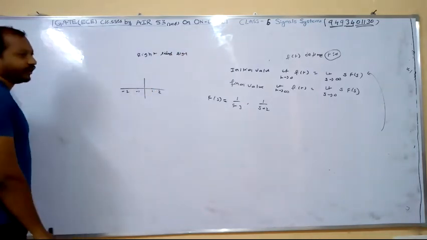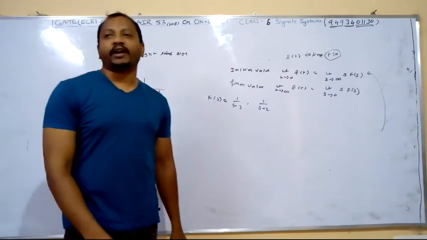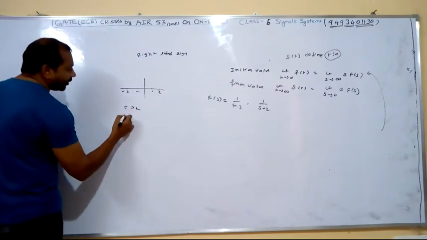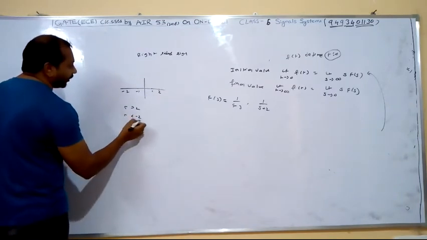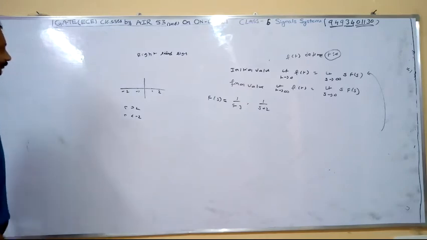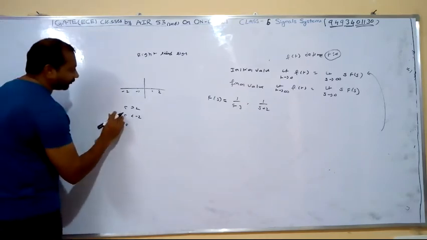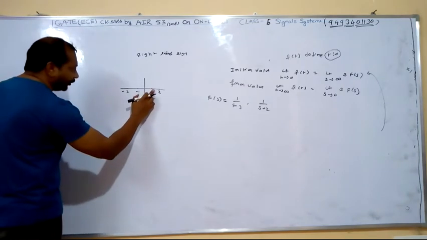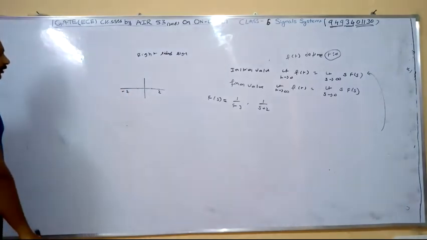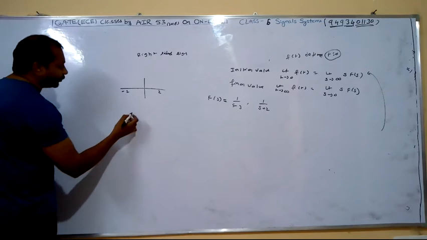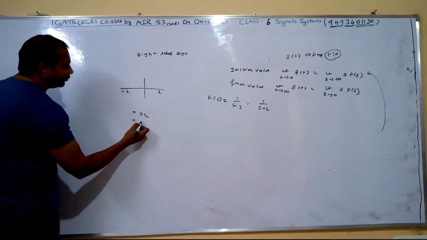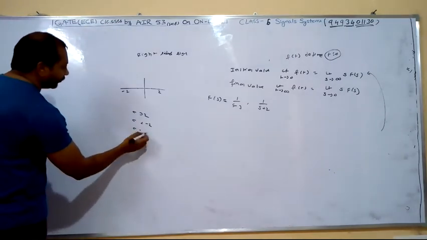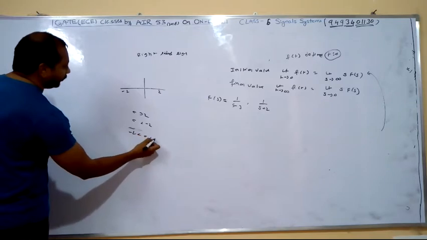The corresponding ROC is the right-sided ROC. Listen, here the ROC may be sigma greater than 2, or sigma less than -2, or sigma less than 2. What is the possible ROC of this? If you consider only two poles, -2 and 2, the possible ROCs are sigma greater than 2, sigma less than -2, and -2 less than sigma less than 2.